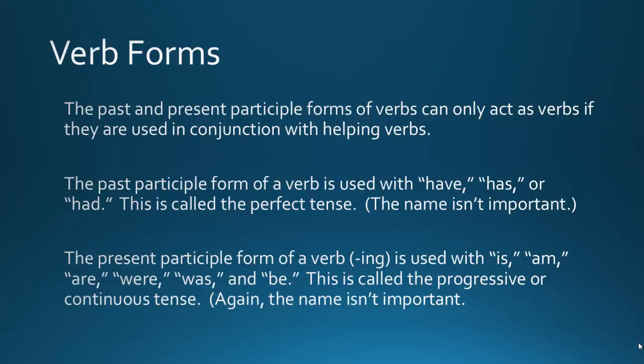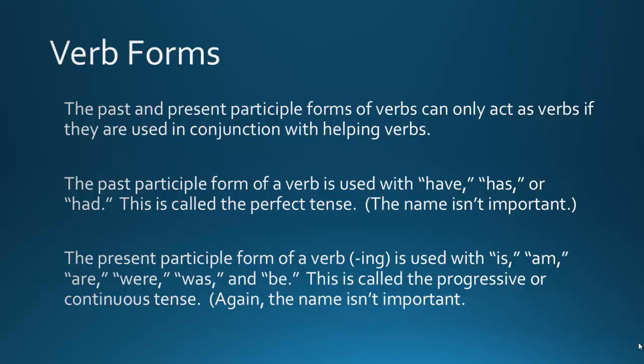Sort of talked about that already. Okay, the past and present participle forms of verbs only act as verbs if they are used in conjunction with helping verbs. Okay. So the past participle, say eaten, is only used with have, has, or had, okay? I have eaten many pies in my life. I wouldn't say I am eaten many pies in my life, right? Am is a helping verb, but you don't use that kind of helping verb with the past participle.